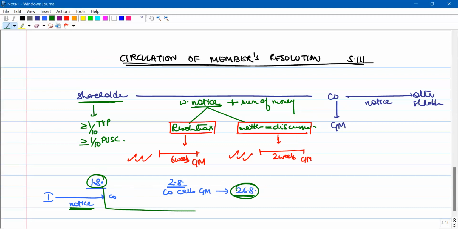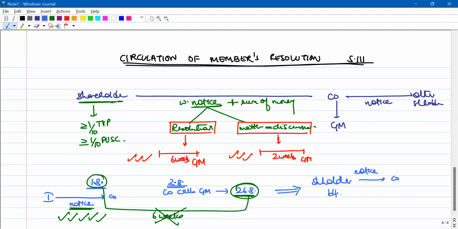Now, in between these two dates, do you have 6 weeks time? You do not have 6 weeks time, but it is okay. The notice will still be valid. I'll tell you why. This example talks about a very specific situation where the shareholders have given a notice to the company even before the company could have called the meeting.